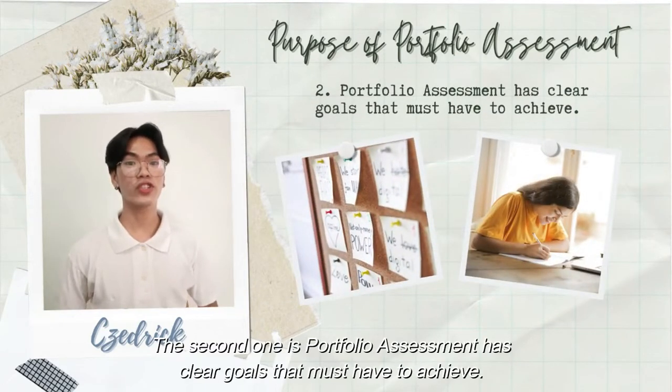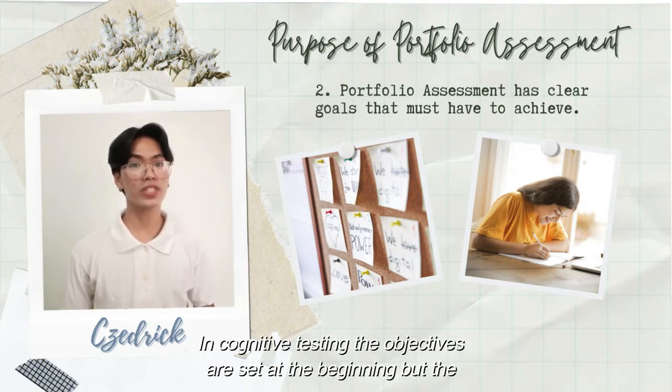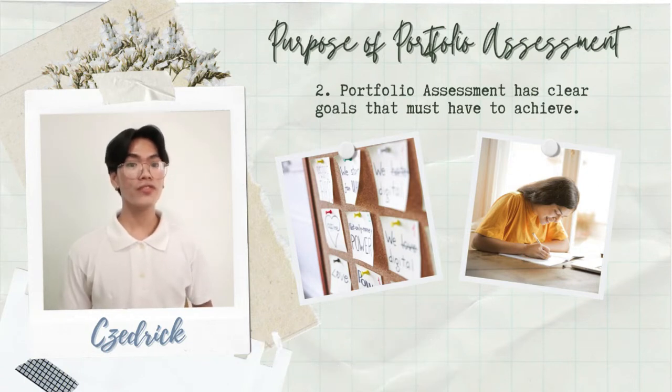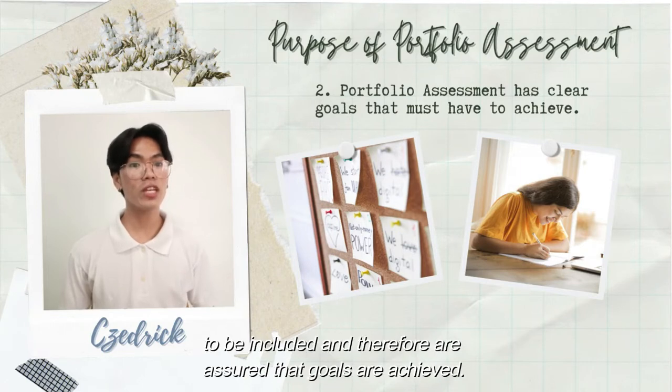The second one is portfolio assessment has clear goals that it must help to achieve. In fact, they are decided at the beginning of instruction and are clear to teacher and student alike. In cognitive testing, the objectives are set at the beginning, but the actual items may or may not reflect achievement of such objectives. In portfolio assessment, however, the student controls the items to be included and therefore is assured that goals are achieved.